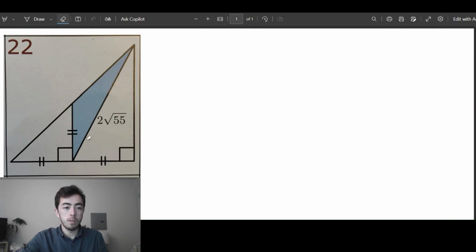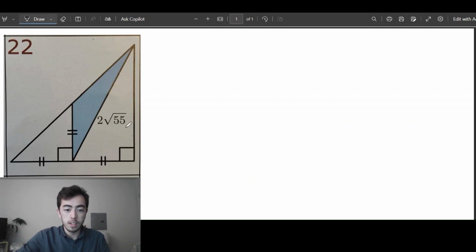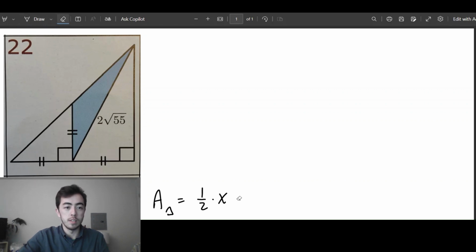So if I figure out this length, then I'll be ready to figure out the area of the triangle. In fact, the area of the triangle is going to be 1/2 times base times height. The base here is going to be some unknown length. Let's just call that x. And then the height is going to be the same unknown length, so we can call that the same x. And x times x is just going to be x squared. So hopefully I can somehow use this value here to solve for this missing length.